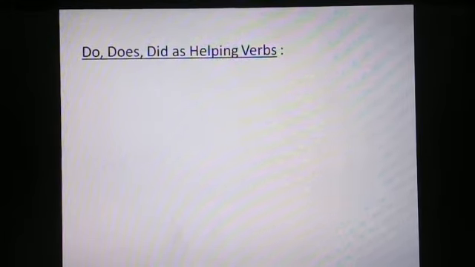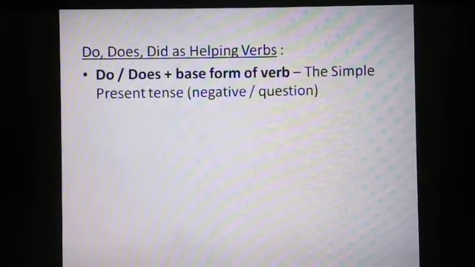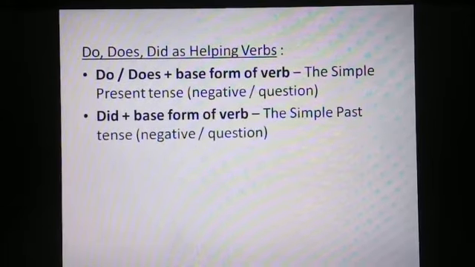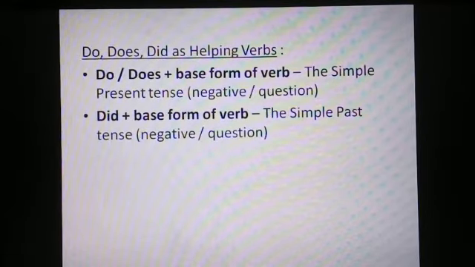So do, does, did as helping verb are mostly used to make negative and question sentences. Do, does plus base form of verb is used in the simple present tense to make negative and question sentences. Did plus base form of verb is used in the simple past tense to make negative and question sentences.